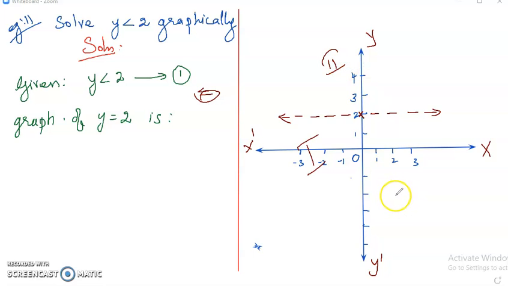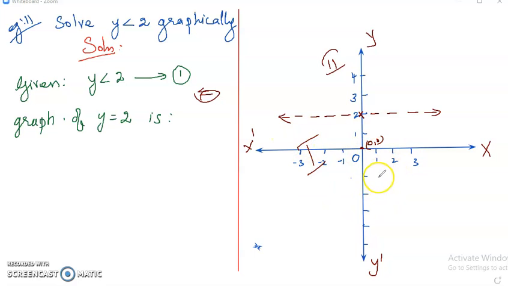Now you have to find which is the solution region among these, whether the points are in the lower half plane or in the upper half plane. So for that, let us consider the point 0, 0 from plane 1 and check with equation 1. Substitute the value 0, 0 in equation 1 and check if it satisfies. If it satisfies, then this region is the solution region.